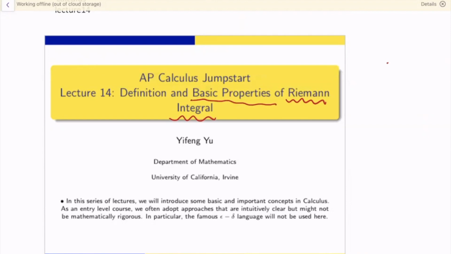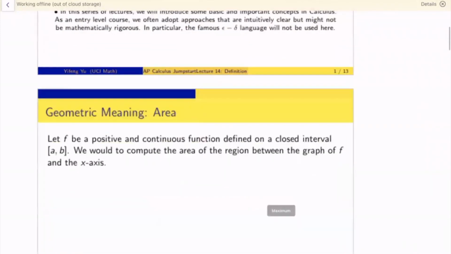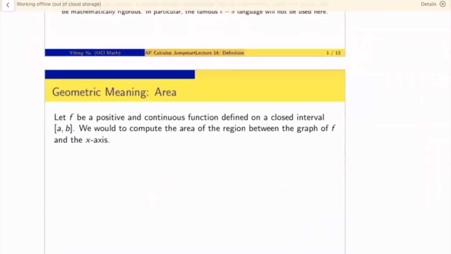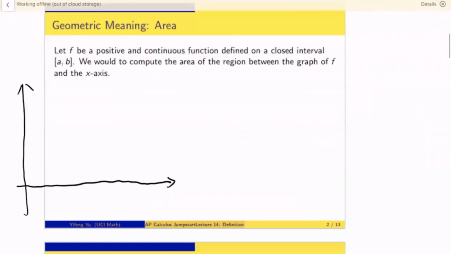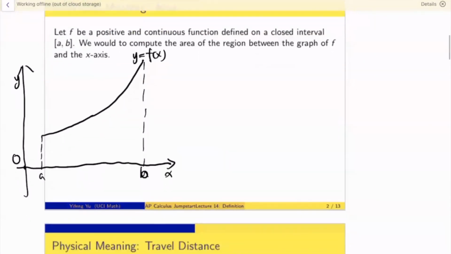First of all, let's try to understand the idea behind the Riemann integral from the geometric perspective. Basically, what we want is to compute the area. Here's the setup. Suppose we have a function which is positive. Here's the graph of the function, defined on the interval a and b. So the graph is y equals f(x). This is the y-axis, and here's the 0.